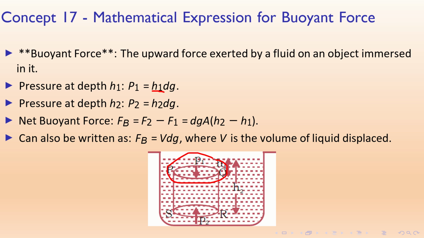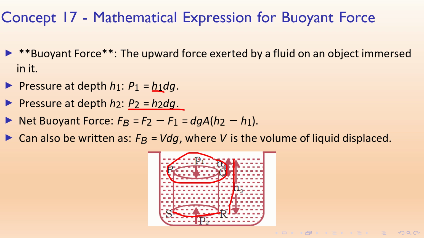And in the same way, pressure at depth H2, means at this depth. Means now the height is taken from the surface to here. This is called the total height which we take. And H2 is greater than H1. Hence, the force at H2 will be greater than the force at H1. That is, the pressure at H2 is greater than the pressure at H1. So this is the formula we see, H2 into d into g.